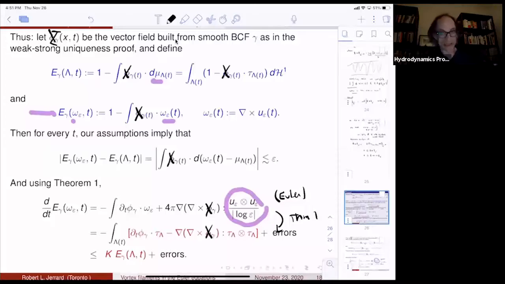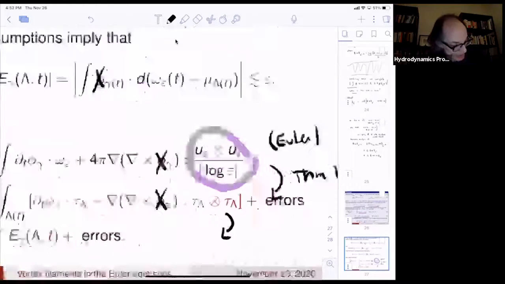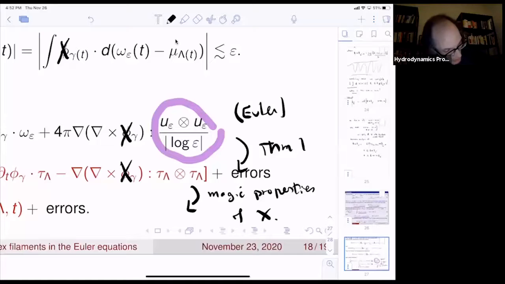That integrating against tau tensor tau, the tangent to the rough curve lambda around which the vorticity is concentrated, the potentially rough curve, and then we get some errors. Okay, and then these are, say, the magic properties of this curve x sub gamma.